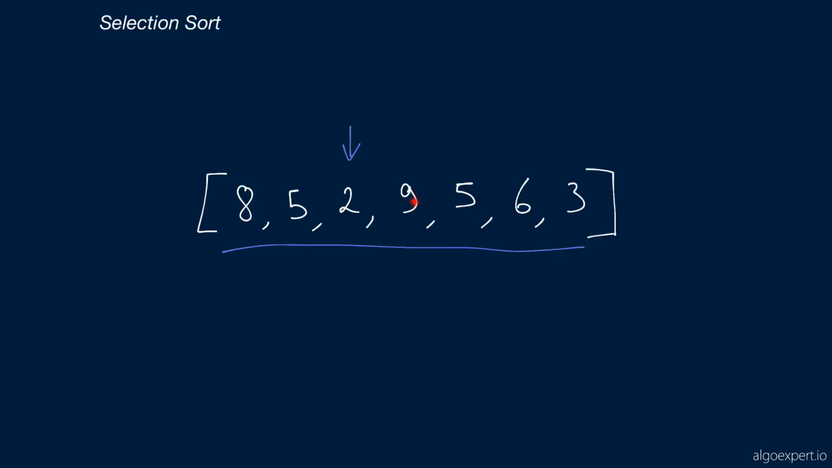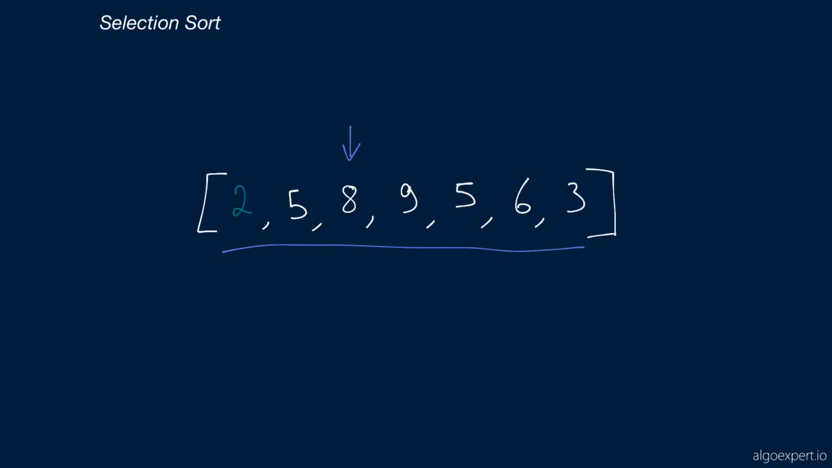Then we move on to 9, not smaller than 2. We move on to 5. 5 is not smaller than 2. Move on to 6, move on to 3. Neither of those are smaller than 2. So 2 is the smallest number in our current unsorted list. So we can swap the 2 with the 8 because we want to make our sorted list here at the beginning of our array. So we're going to erase this 8, erase the 2. We can put the 8 here, and we can write the 2 at the beginning.